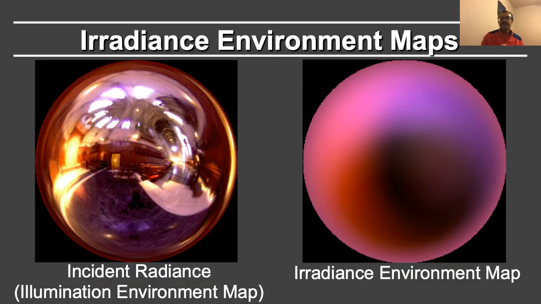I also want to briefly mention irradiance environment maps, especially because I have a strong attachment to this. It is one of the key components of my PhD thesis. So the left image corresponds to the incident radiance or the illumination environment map. This is actually courtesy of Paul Debevec, and it is in the Grace Cathedral in San Francisco. Each point or each pixel in the environment map corresponds to incident radiance from a particular lighting direction omega in.